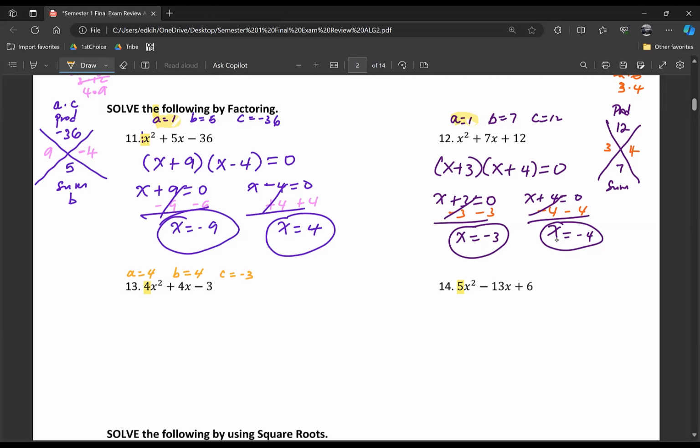And this is probably the last time I'm going to do A, B, and C. So we'll do the X method. See, the process is exactly the same. Here we have product. Here we have sum. 4 times negative 3 is negative 12. And then the sum is 4.